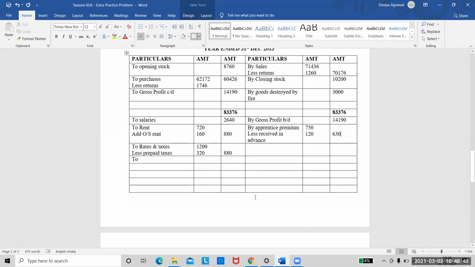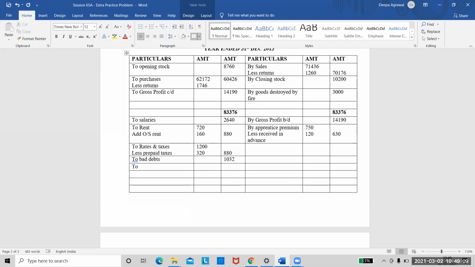Now move forward to the next one. After premium, what do you have? Bad debts. Do we have an adjustment for bad debts? No, right? We have the one for reserve, not for bad debts. So 1032. Yeah. Move forward to the next one.